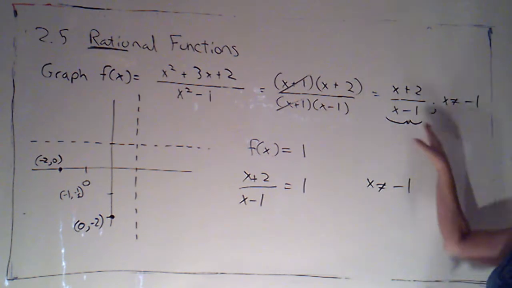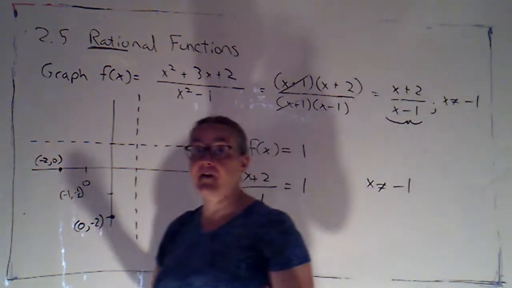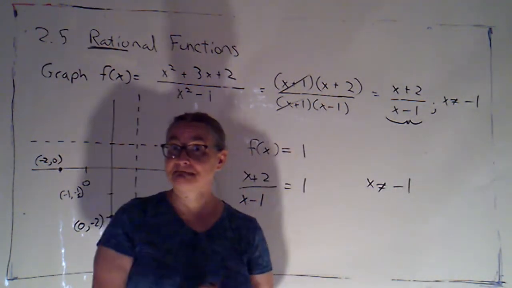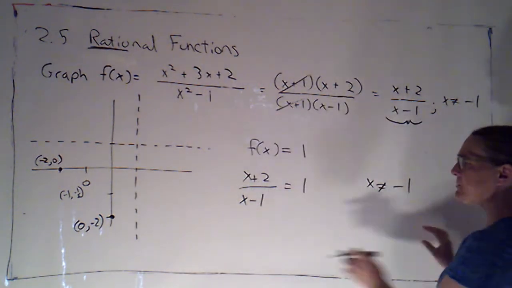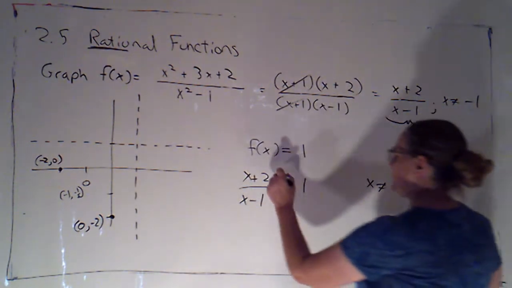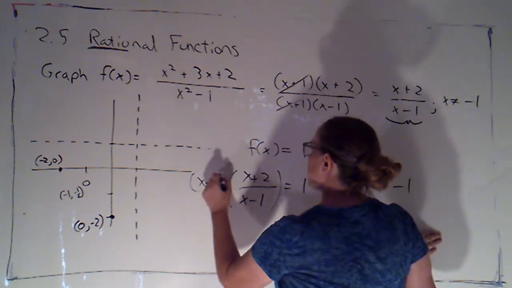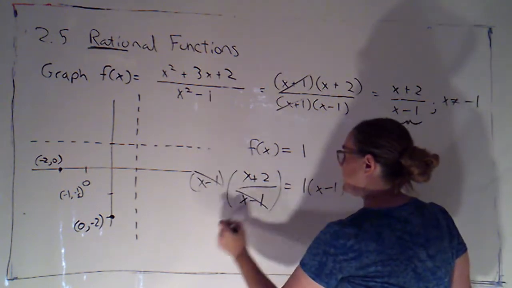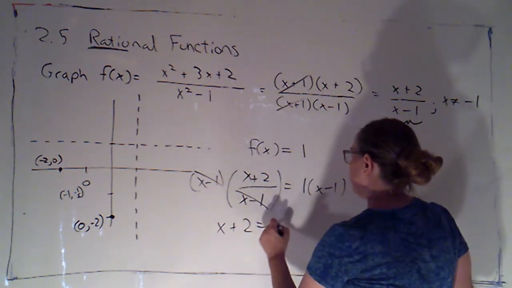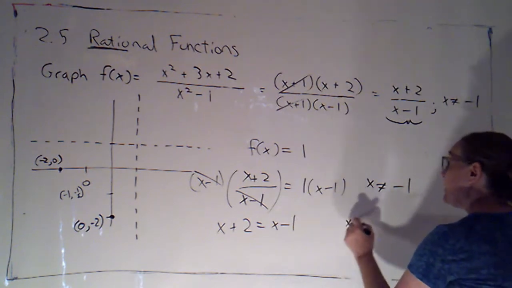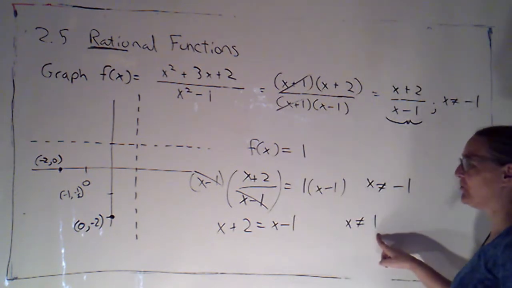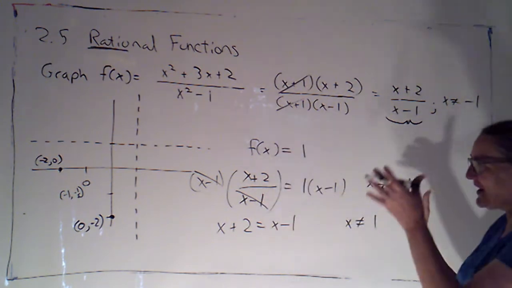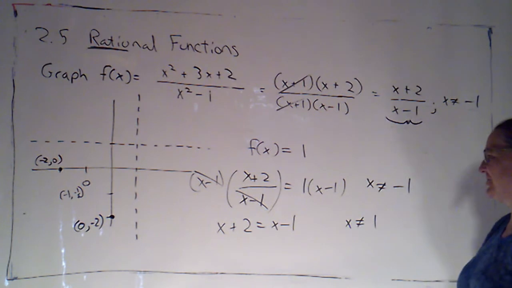So I will almost always work with the reduced form of the fraction and just remind myself that that formula isn't valid at that particular number. Okay, so how would I solve this? Well, I want to get the x's out of the denominator, so I'd simply multiply both sides by x minus 1. That way that's going to cancel here, so I get x plus 2 equals x minus 1. And now I'm going to have another restriction, x can't equal 1, because if x was equal to 1, this would be undefined. Again, I've got to be in the domain of my function.